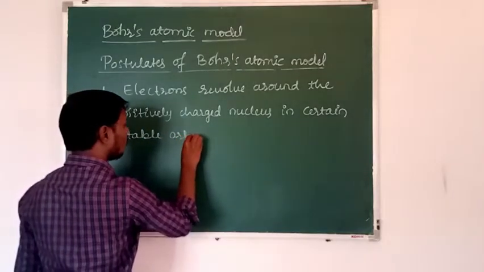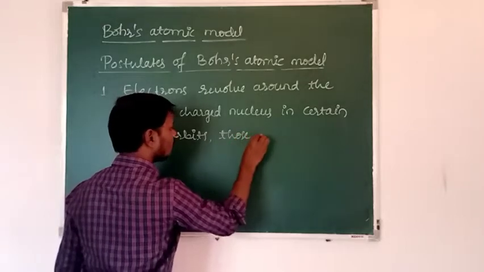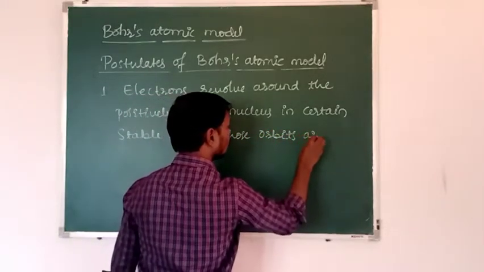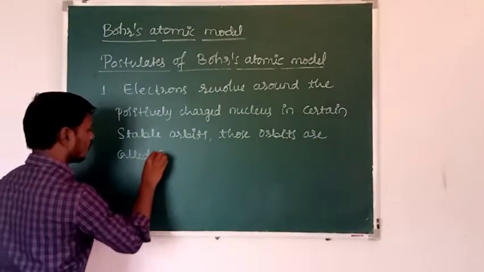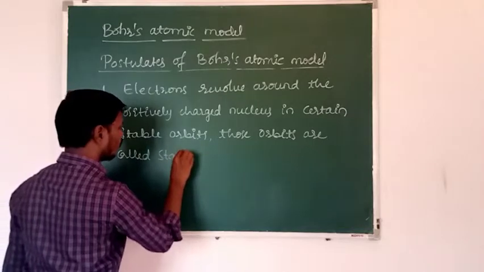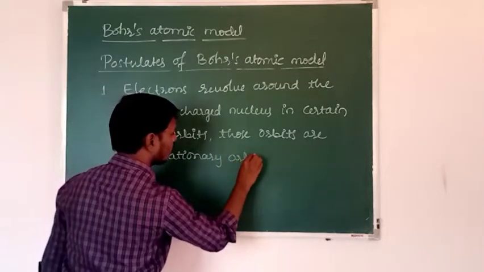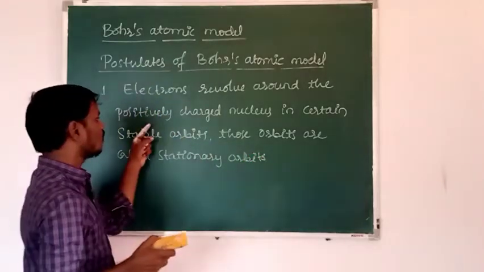Those orbits are called stationary orbits. Stationary orbits. See here. The electrons revolve around the nucleus.